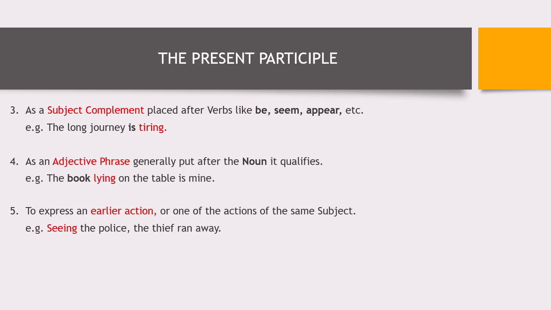3. As a subject complement, placed after verbs like be, seem, appear, etc. For example, the long journey is tiring. 4. As an adjective phrase, generally put after the noun it qualifies. For example, the book lying on the table is mine. Lying on the table is an adjective phrase, qualifying the noun, book.